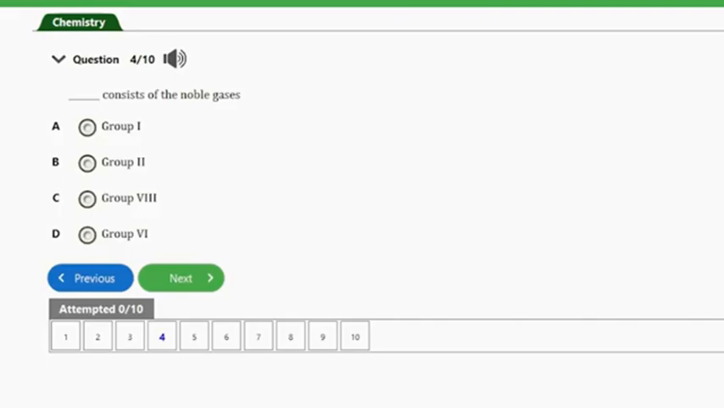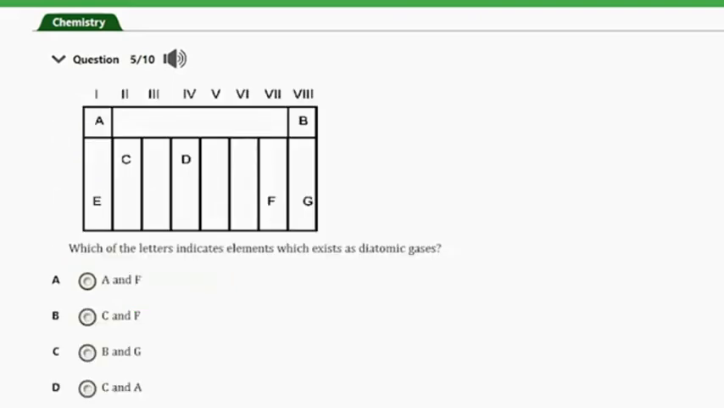It says dash consists of the noble gases. A, group 1, B, group 2, C, group 8, and D, group 6. So guys, the noble gases are the group 8 elements, so they are the rare gases. They are called the rare gases, or the noble gases, or the group 8 elements. They are those elements that have the octet configuration. And that's it for that question. So guys, let's consider the next question, question number 5.